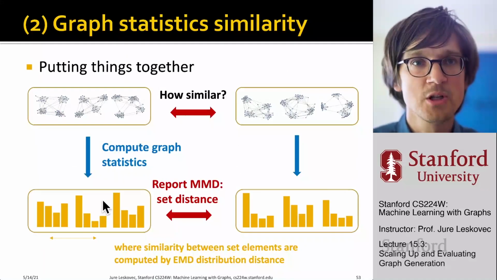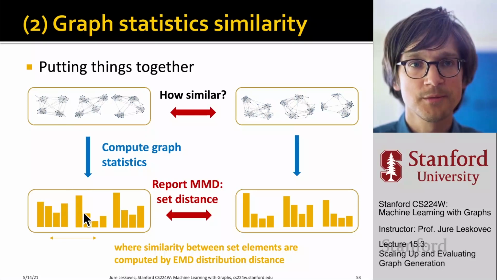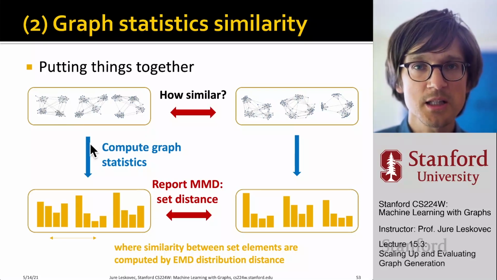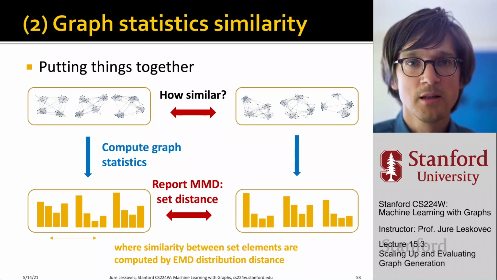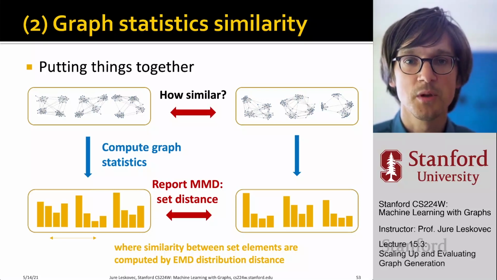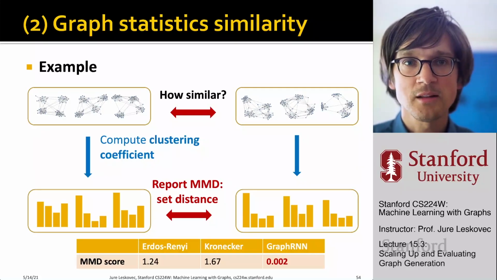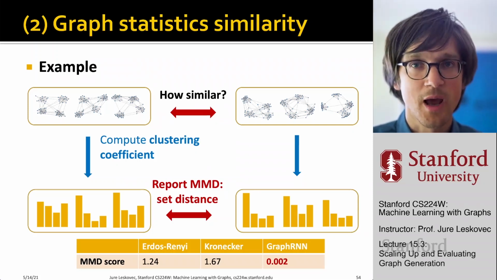So now let me just summarize. How do we put all this together? We are given two sets of graphs and we want to say how similar they are. For every graph, we are going to compute its statistics. We are then going to use Earth mover distance to measure the discrepancy between the two distributions. And then we are going to apply the maximum mean discrepancy to measure the similarity between these sets of statistics, where the similarity between set elements, which means the individual distributions, the individual statistics, is computed with the Earth mover distance. And this means, for example, that this way we can rigorously evaluate the correspondence between the particular set of statistics on the training graphs as well as on the testing graphs.